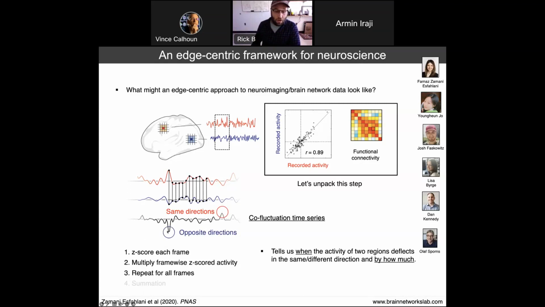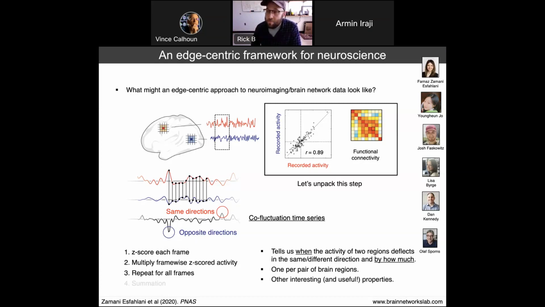We see an even bigger negative deflection in the cofluctuation time series at an earlier point. And this is because the red time series is at a very large value above its mean, and blue below its mean. And we get this big negative cofluctuation. And we get one of these cofluctuation time series for every pair of brain regions.